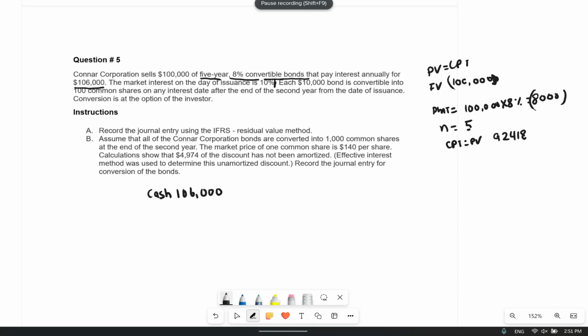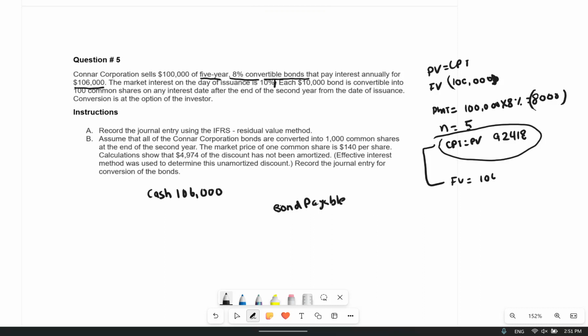When you're using a residual value method, it doesn't matter if it's IFRS or ASPE. If they're using a residual value method, that means you first measure the value of your bond, and the leftover will go to your contributed surplus conversion rights. So we are going to have a bond payable, and in this case the present value of the bond is 92,418. The face value of your bond is 100,000. The difference between those two is my discount that I needed to amortize.